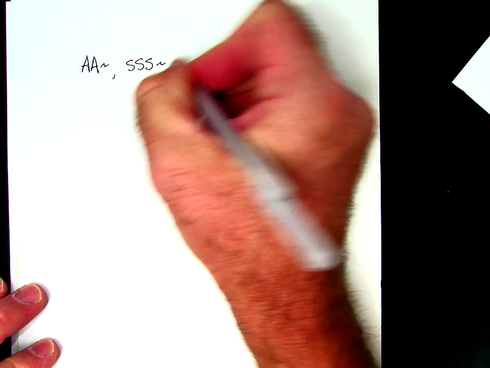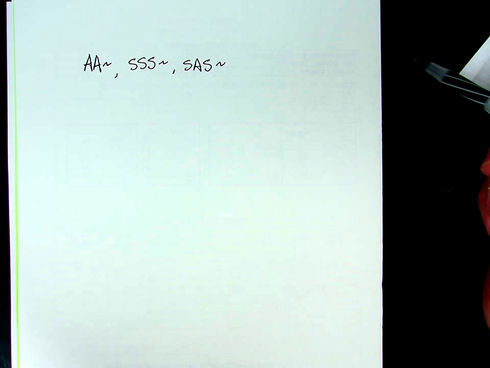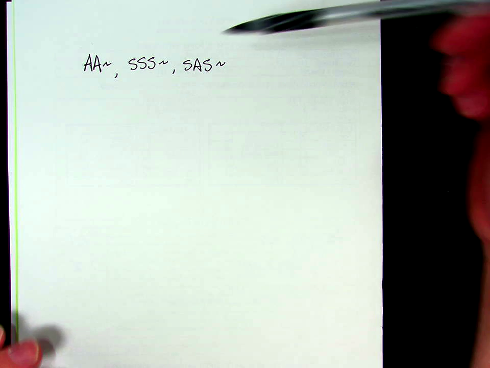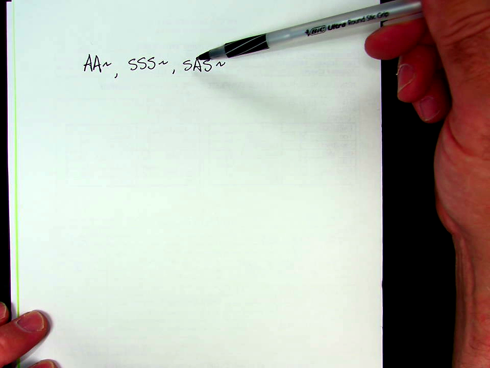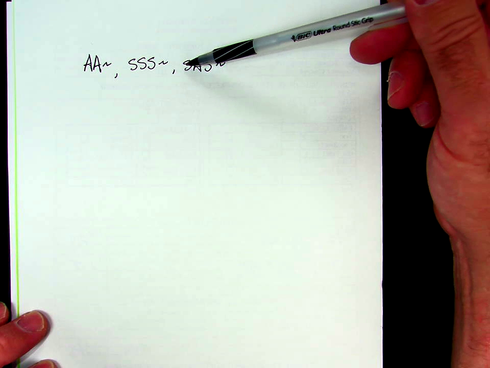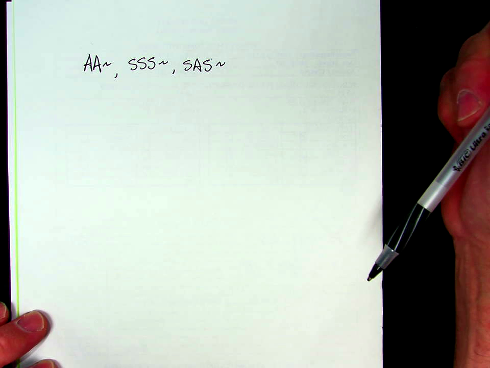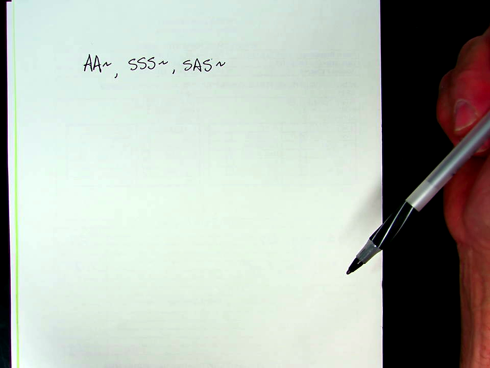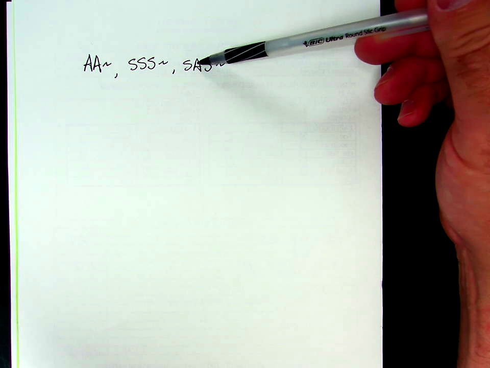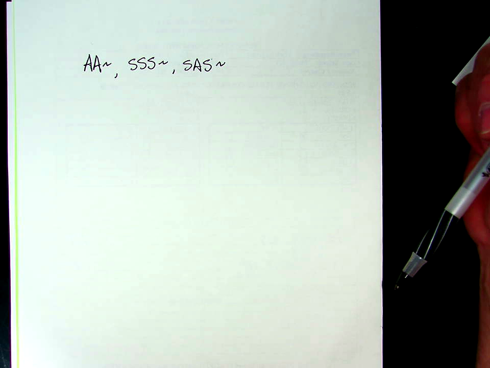Finally, we have SAS similarity. And kind of like congruence, it involves two sides and their included angle. So here, those two side lengths from one triangle are proportional to the two side lengths that correspond in a second, and the included angles have to be congruent. So again, that's in your notes.